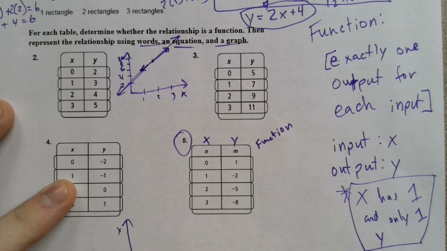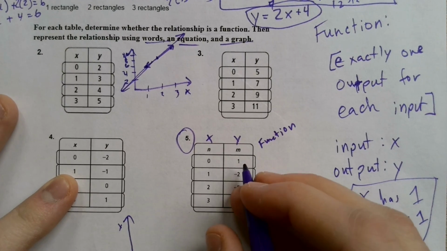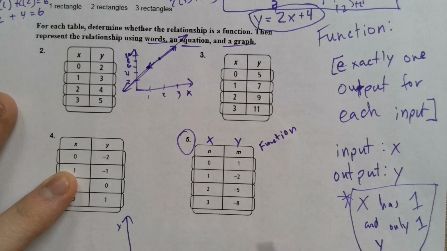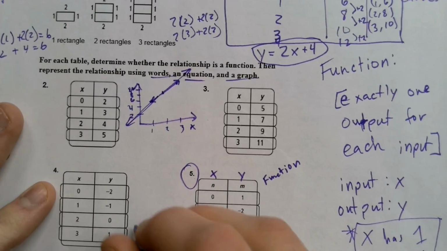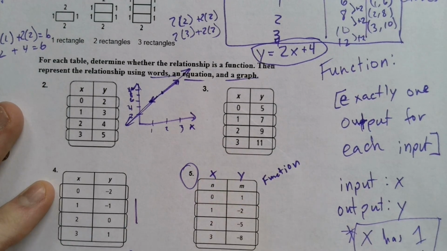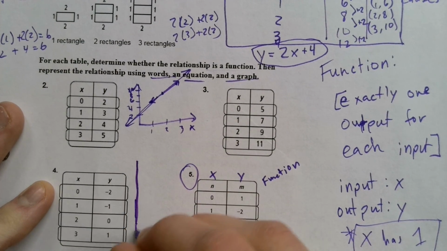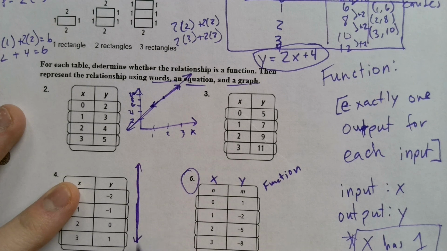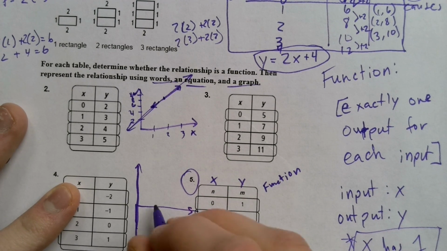I have my x's, I have my y's, and I see my y's go from 1 to negative 8. Ooh, I should probably make this a little different then. I didn't look at my negatives here. I'm going to write this like this. My x's are all positive, so I'm going to write this.